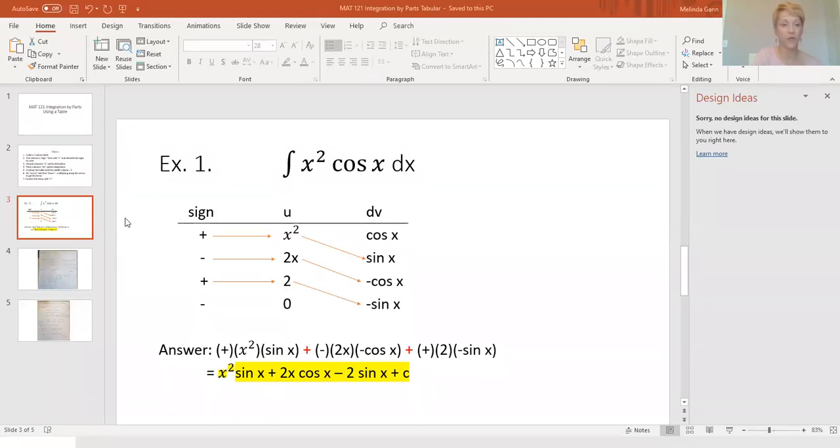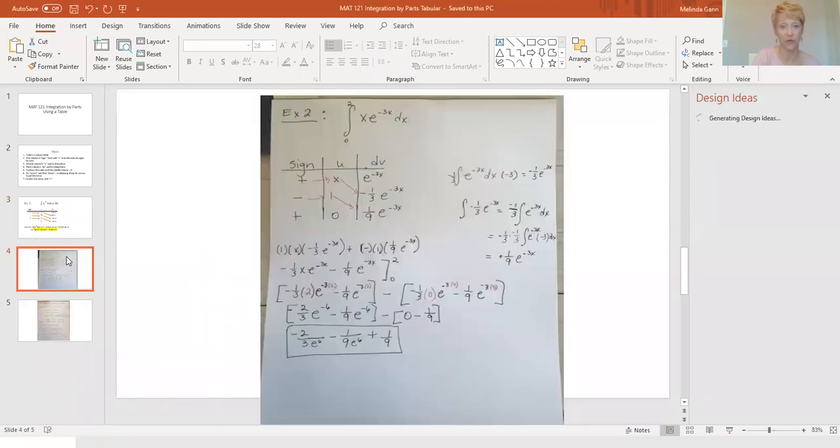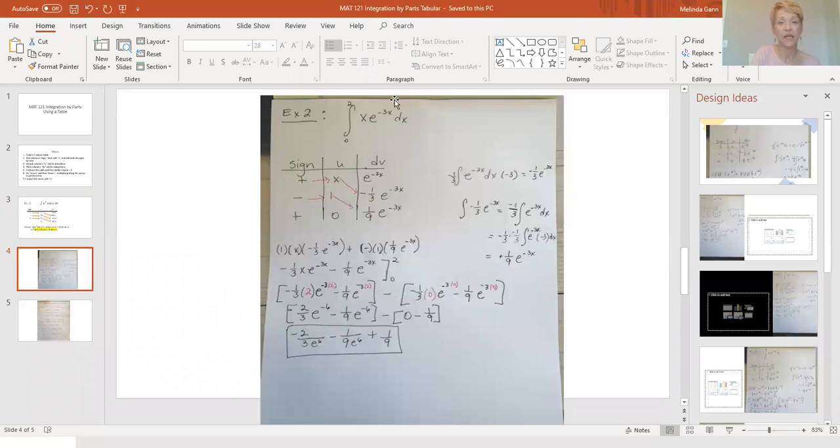All right, let's look at a couple of other things. All right, here's another one to kind of give you an example in a definite interval. I'm going to integrate x e to the negative 3x, but it's a definite interval, so I'm going to go from 0 to 2. So I'm going to use tabular to kind of get the indefinite answer and then substitute my numbers in.